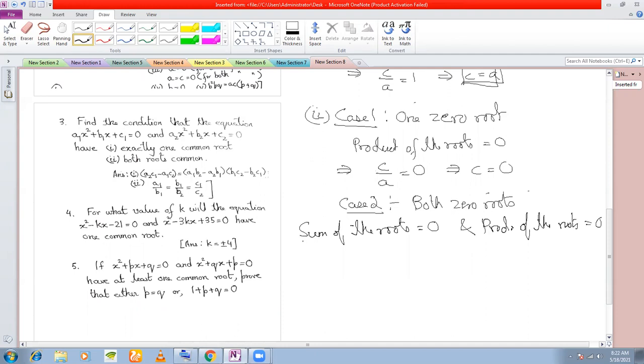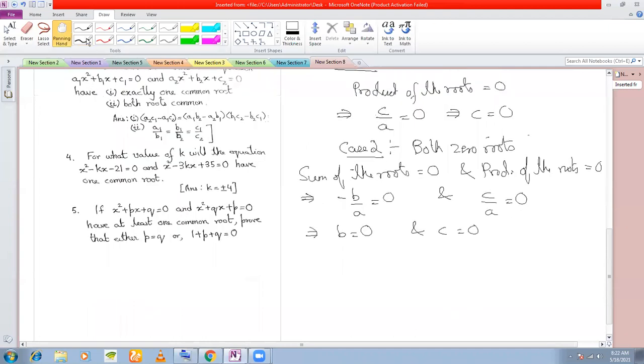is equal to 0. What is the sum of the roots? Minus b by a. And what is the product of the roots? C by a. That means from here you get b is equal to 0 and you get c is equal to 0. So what is the condition here? b equal to c equal to 0. So this is the condition.